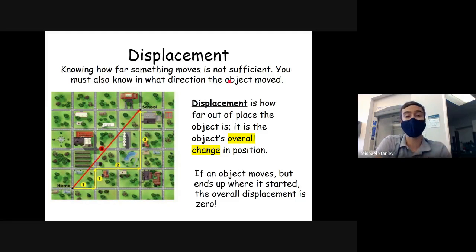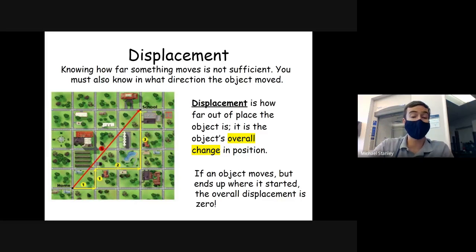So this is the first big thing that I wanted to go over: the difference between distance, which is just overall how far you traveled during your journey, and displacement, which is the difference between your starting point and your ending point. What is your overall change in position? That's a really important concept to have down.